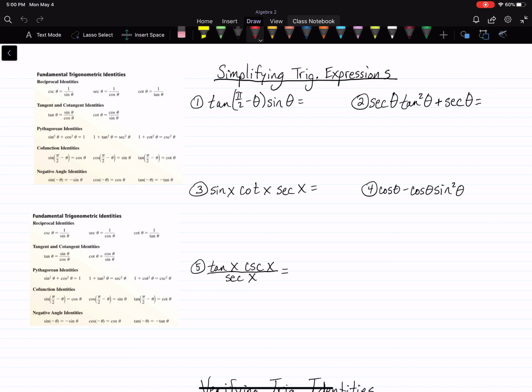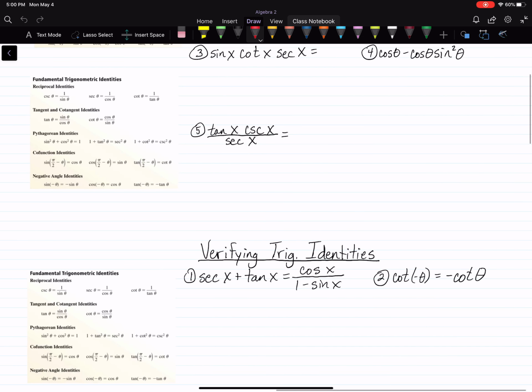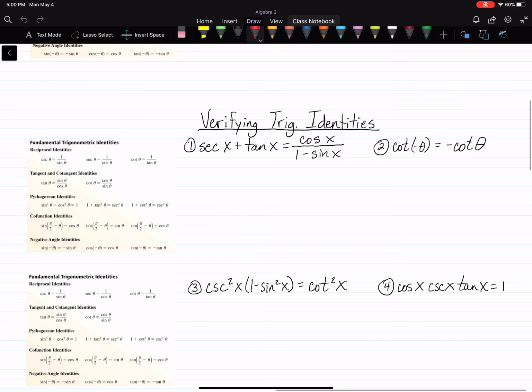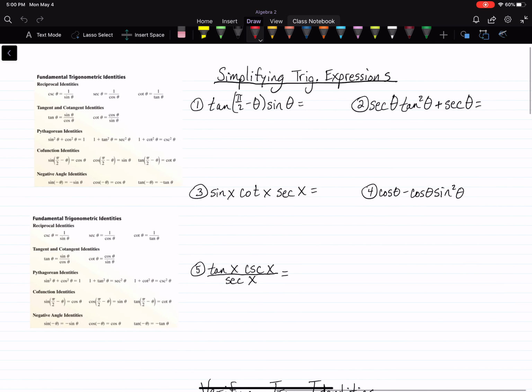Today's lesson we're going to talk about simplifying and verifying trig expressions and trig identities. You simplify expressions using trig identities. For verifying trig identities, you're going to have something that says it's equal, and verify is just a fancy word for prove. You're going to have to prove that they're equal. So we're going to take these one at a time.